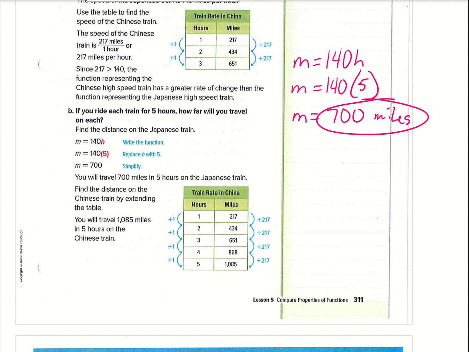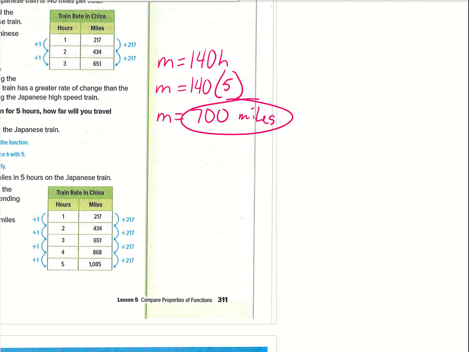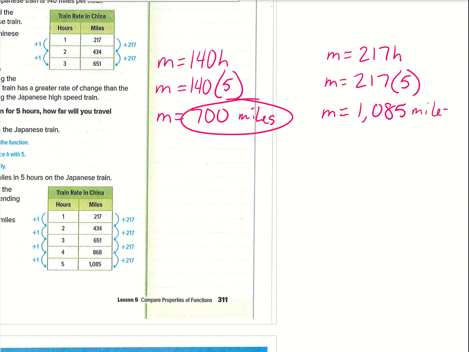I think your best bet is to just create another equation, but this time it will be m equals 217 times h. Okay, the reason is that is our rate of change this time. So now we have m equals 217 times 5. All right, and if you plug that into your calculator, you're going to end up getting 1,085 miles in 5 hours, which is, as you can see, a lot further than 700 miles. So those trains have really sped up quite a bit since then, which is pretty cool as well.